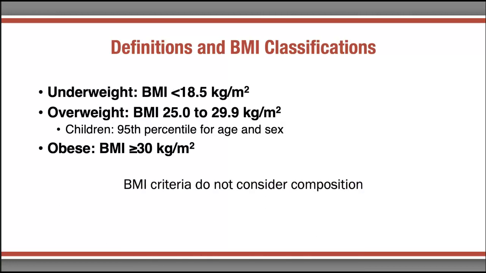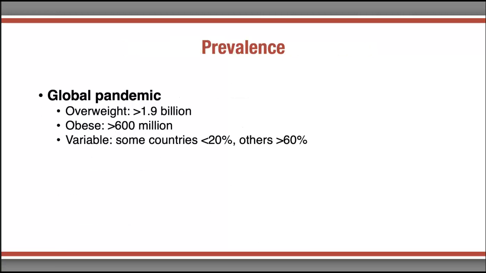As I say, it doesn't consider body composition. So if you have a really strong, buff person, they're going to look like they're obese or overweight. But when you look at them, there's barely any body fat on that person because they're so strong. So it doesn't consider body composition. That's one of the drawbacks of it. But as I say, it works for most of the population.